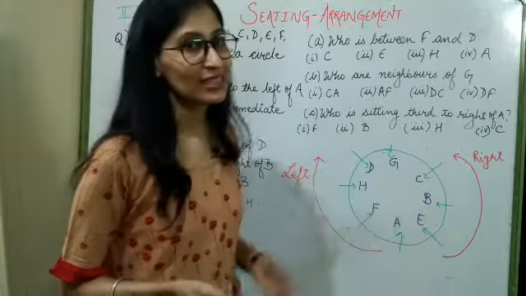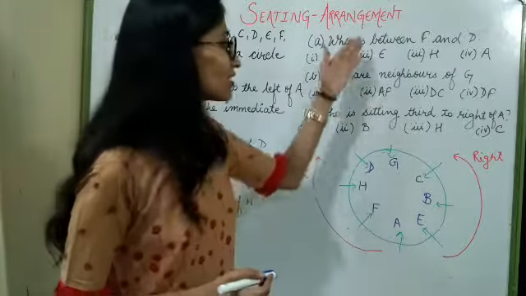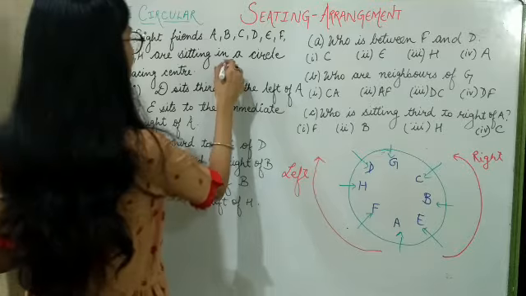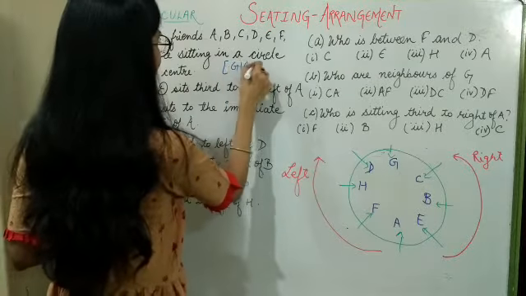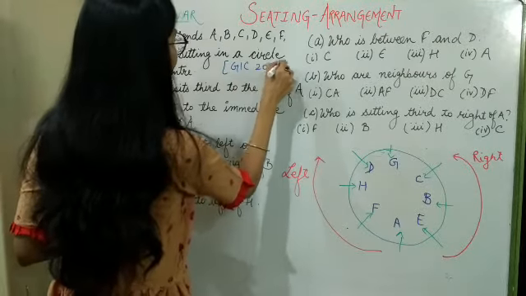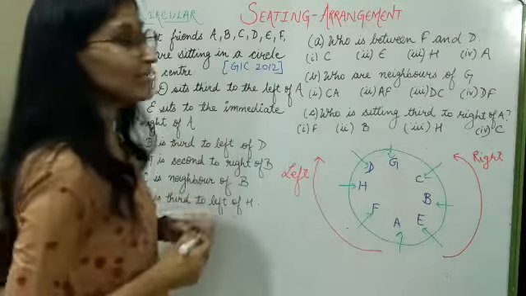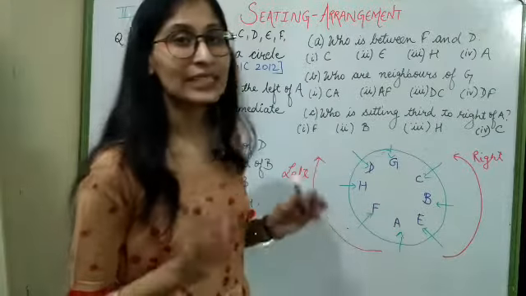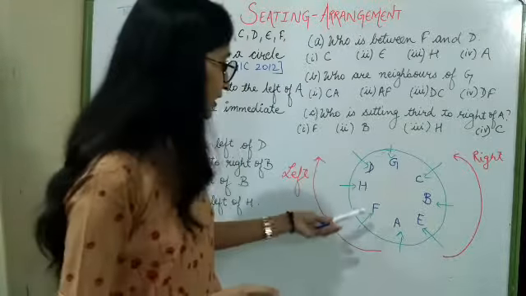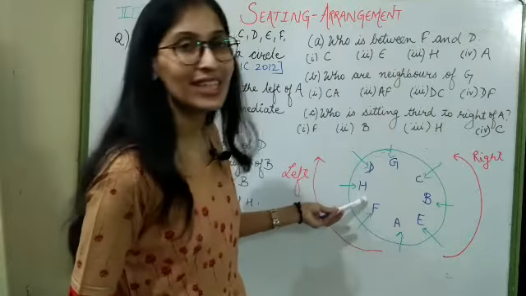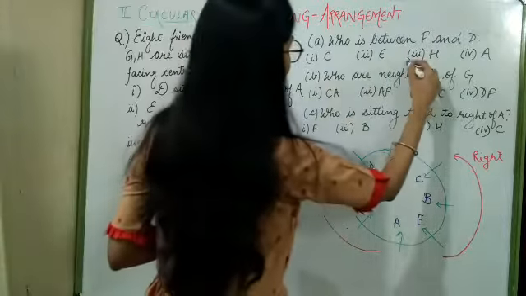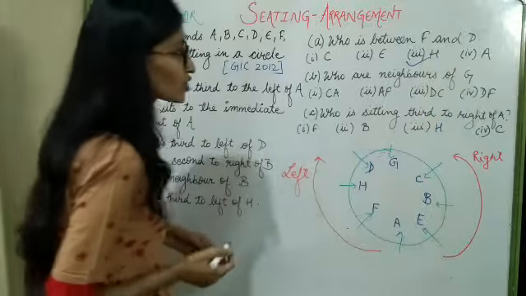Now after drawing this, you can easily answer the questions. This is a question from GIC 2012. Next, start answering these. Who is between F and D? Between F and D is H. So my correct option is option 3, H.